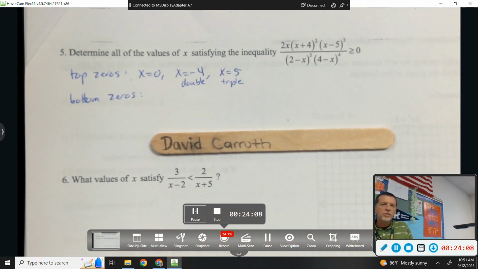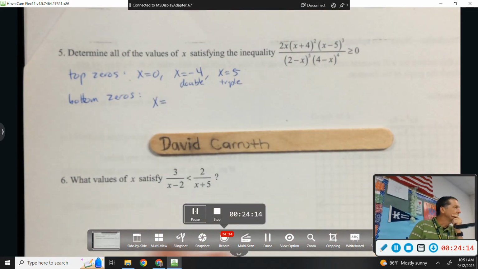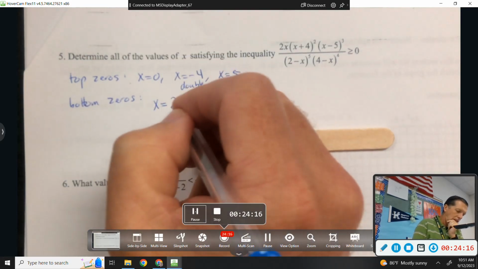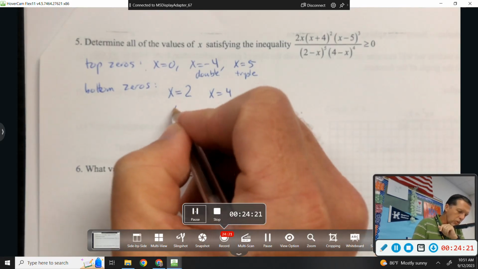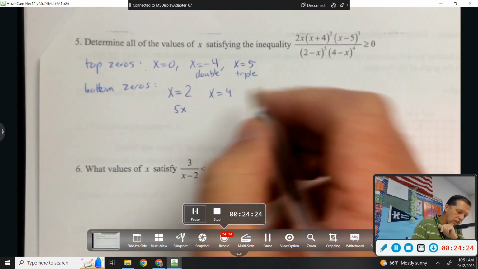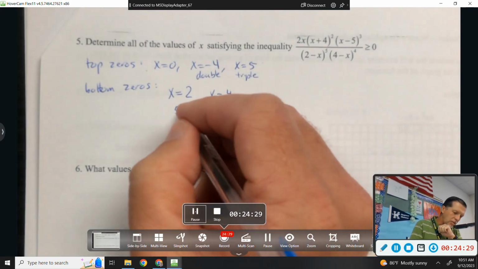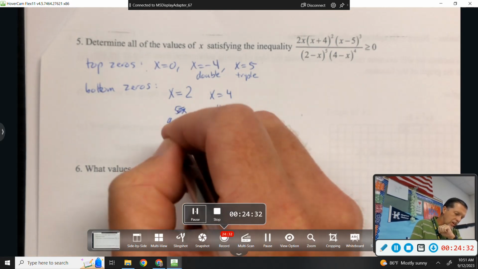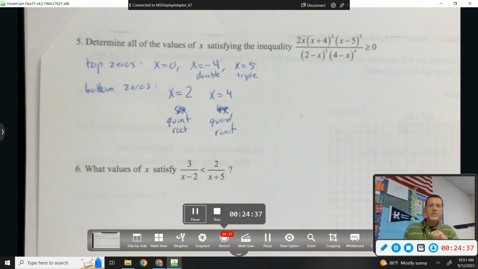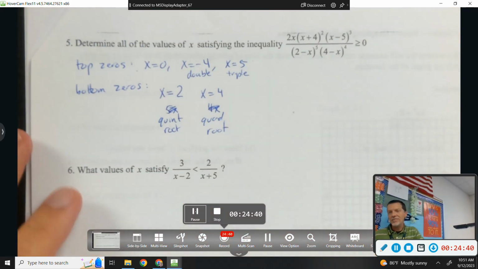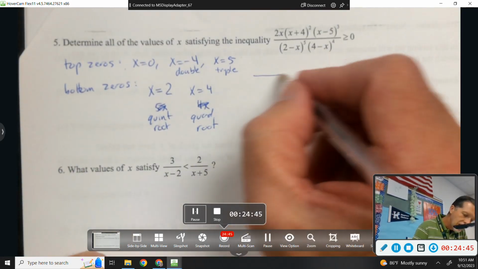David, how about zeros at the bottom? Good, 2 and 4. And again, x equals 2 is a quintuple root, and x equals 4 is a quadruple root. By that I just mean 4 times. So no idea at all what that graph looks like. That would be a crazy graph. So I'm definitely not going the graphing method on that one. This is number line for sure.